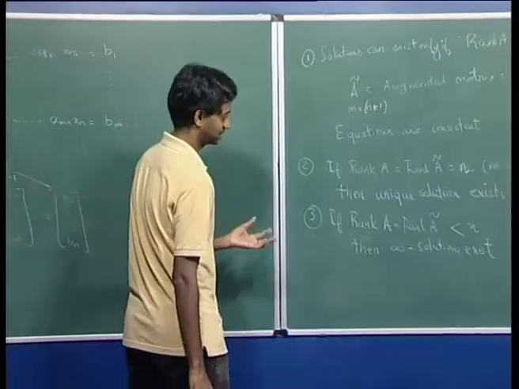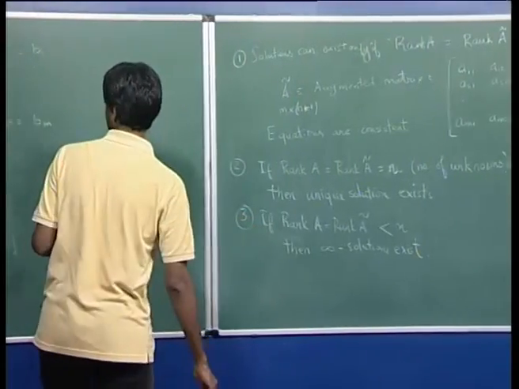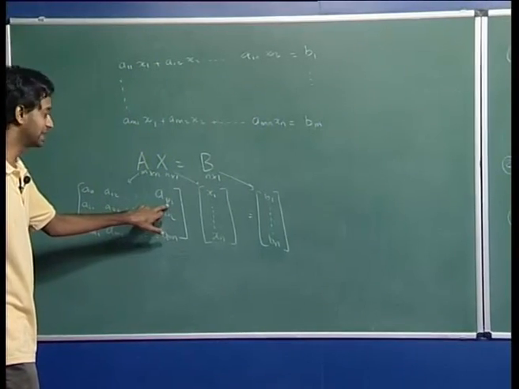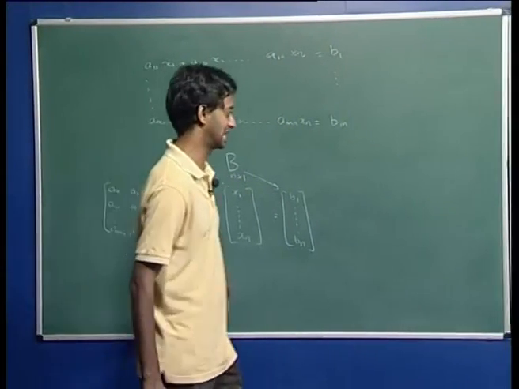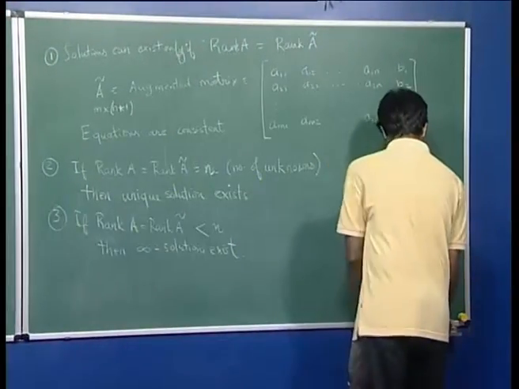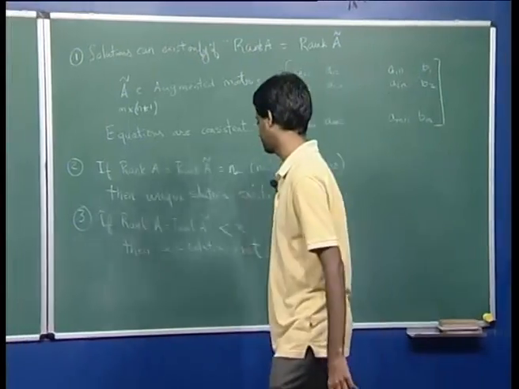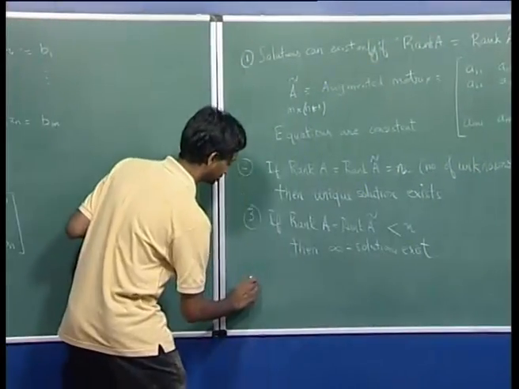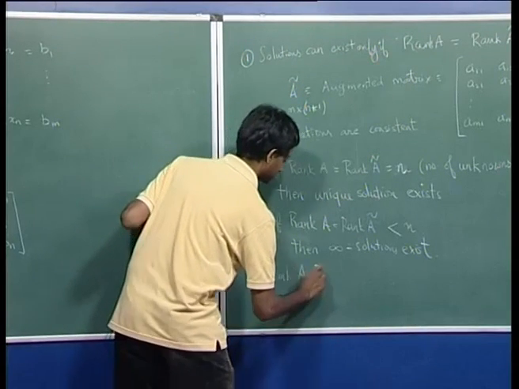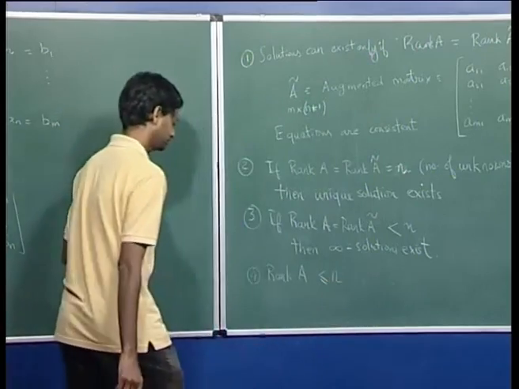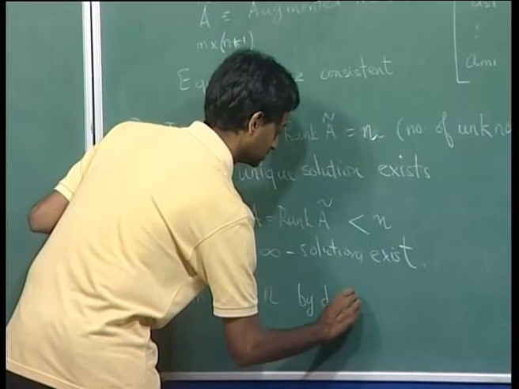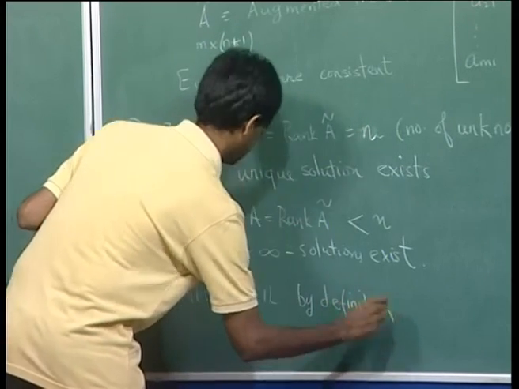Okay. And it's not hard to show that since the number of rows of A is equal to n, the rank can never be greater than n. Okay. So, rank of A can never be greater than n. So, we will just put a note saying that rank of A has to be less than or equal to n. So, this is by definition. Okay. So, this is a note.